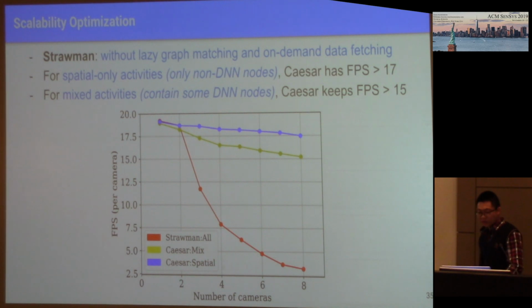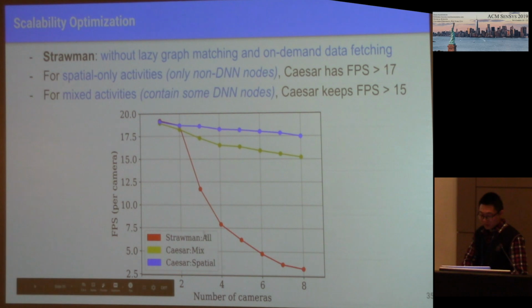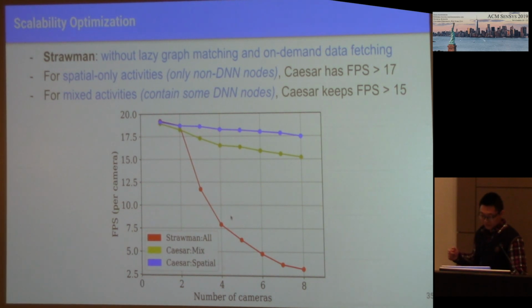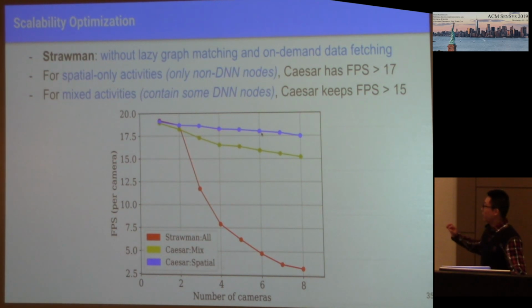For the scalability, we compare Caesar with its strawman version, which doesn't have lazy matching. So we can see that in this red line, the strawman's FPS drops a lot as the number of cameras increases to 8. But if we apply this lazy matching concept, for most of the actions, it will always keep the FPS more than 15. And for those spatial-only actions, which means those atomic actions only generated by simple rules, Caesar could keep the FPS more than 17.